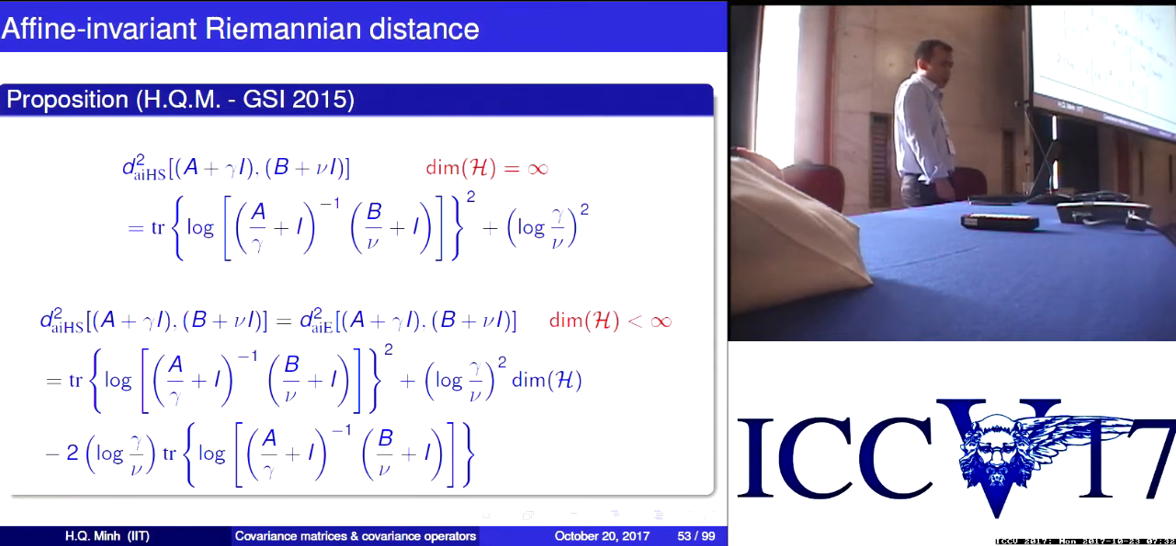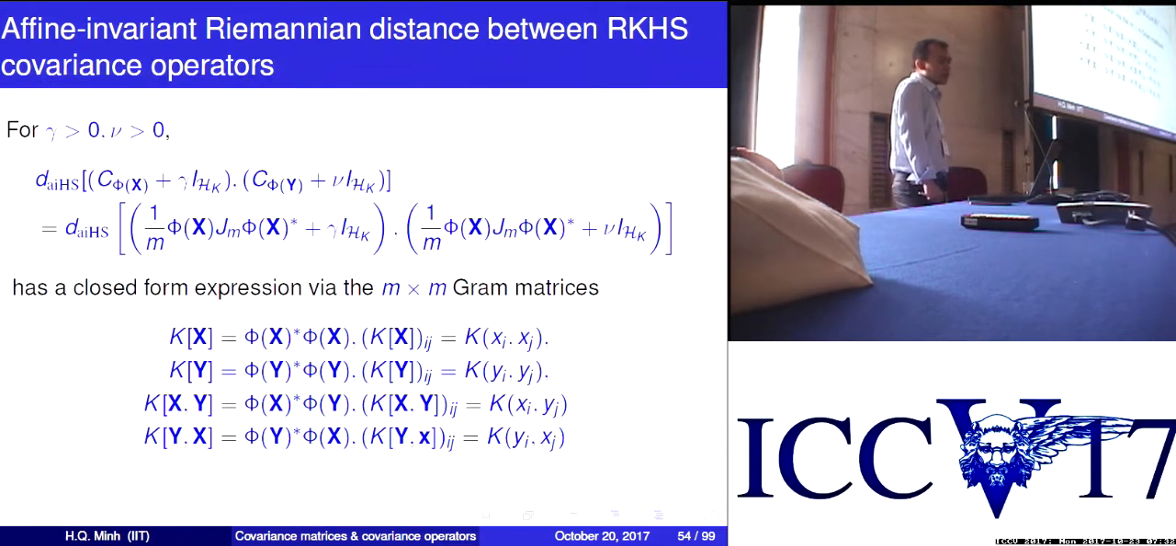Okay, you don't have to worry about that. They are the same if gamma is equal to nu. If gamma is equal to nu, then log of gamma over nu is equal to zero. So we just have the first term, and they are the same. So they are the same if gamma is equal to nu. Otherwise, they are different.